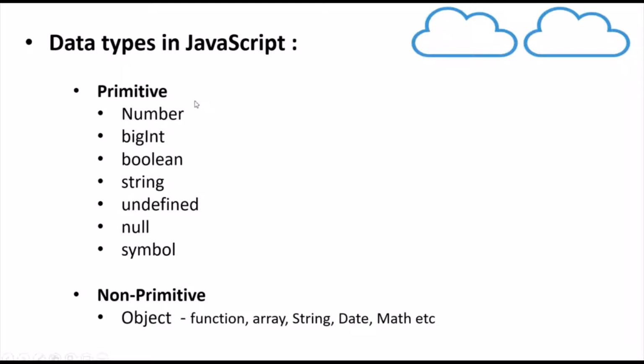Under primitive data types, we have number, BigInt, boolean, string, undefined, null, and symbol data types. Symbol was added in recent versions, so we'll discuss it also. We have the object data type under non-primitive, which also covers functions, arrays, string, date, math, etc. All of these are represented as objects in JavaScript, right? We'll discuss each of these data types one by one, see examples related to them, and some important points and considerations in all of these data types.